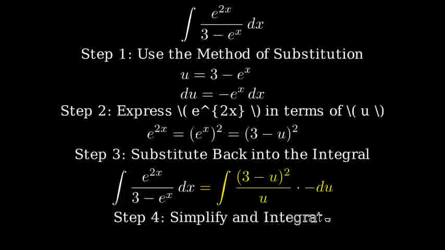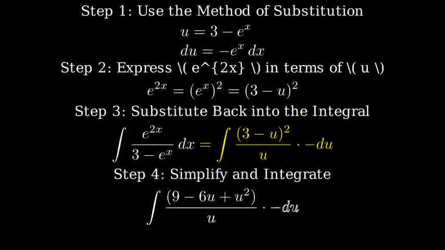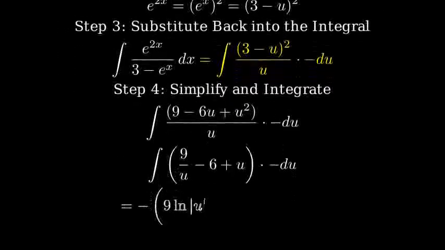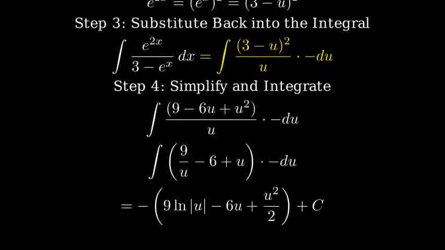Step 5. Substitute back in terms of x. Recall that u equals 3 minus e to the power of x. Finally, substitute u back with 3 minus e to the power of x to find the antiderivative in terms of x.